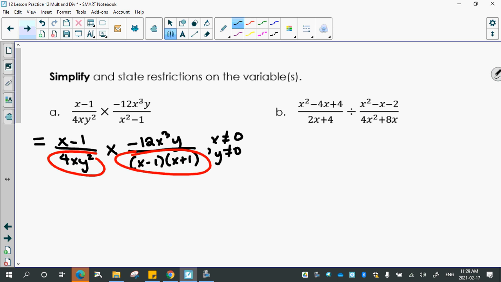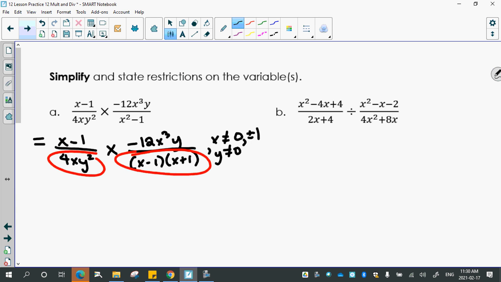Now I look at this one. I can divide by x minus 1 as long as x is not plus or minus 1. So I'm just going to add that up over here. So x can't be 0 or plus or minus 1, y can't be 0. So now I've done step 2. Step 3 says if it's a divide question, it's not. So I ignore step 3.